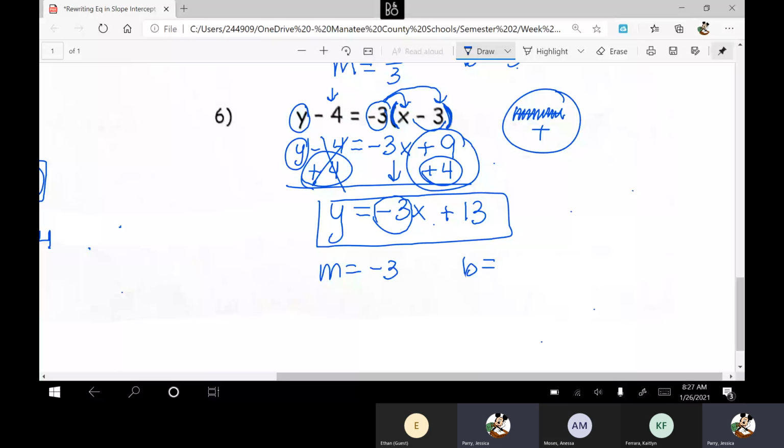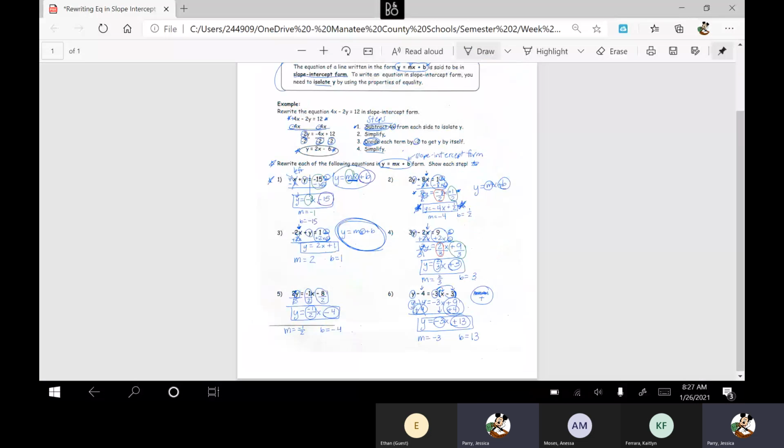Good job. So I'm going to go ahead and zoom out so you guys can see all this stuff here, all of our notes all together. Okay, so that's all of our notes for today.